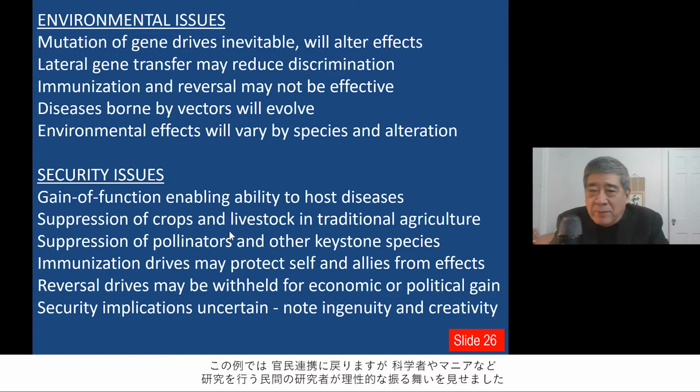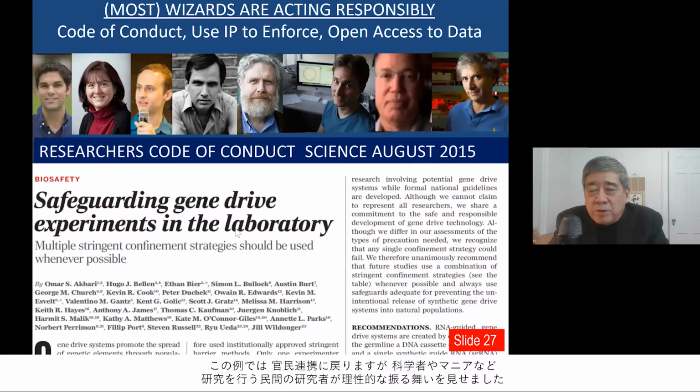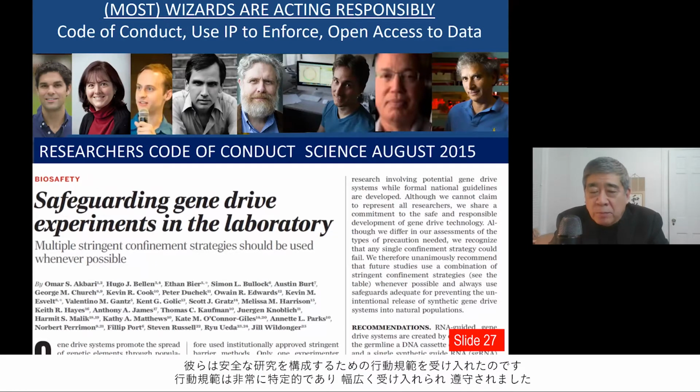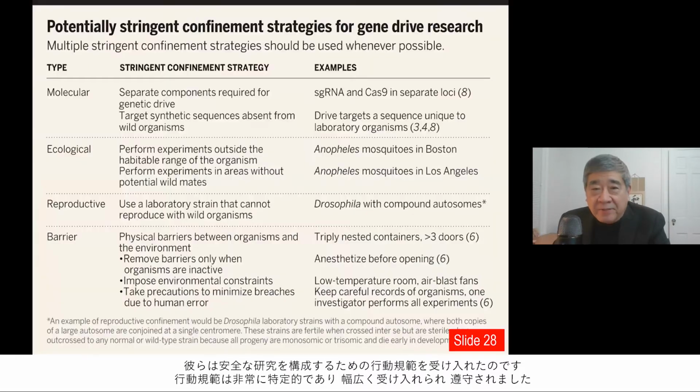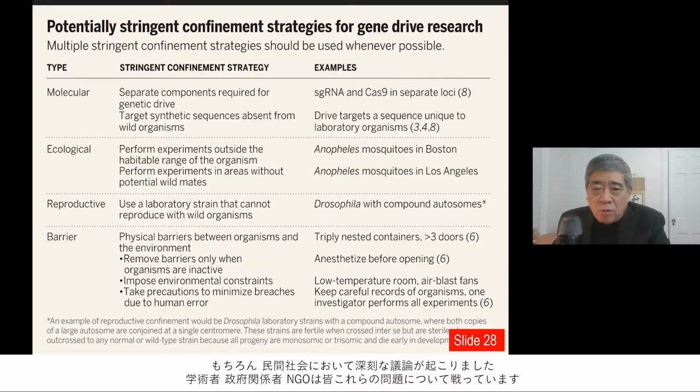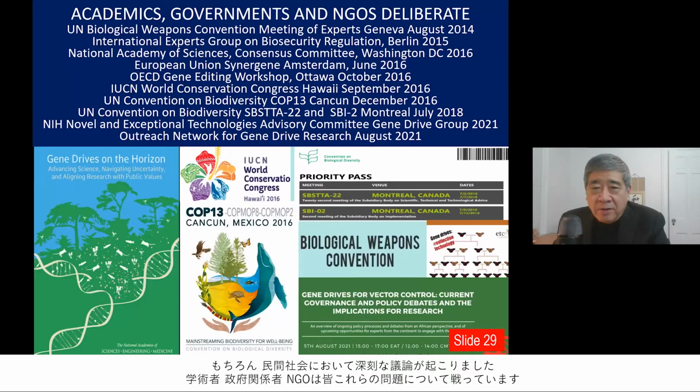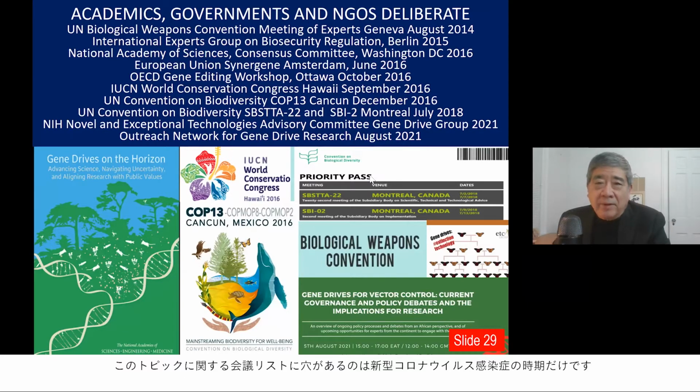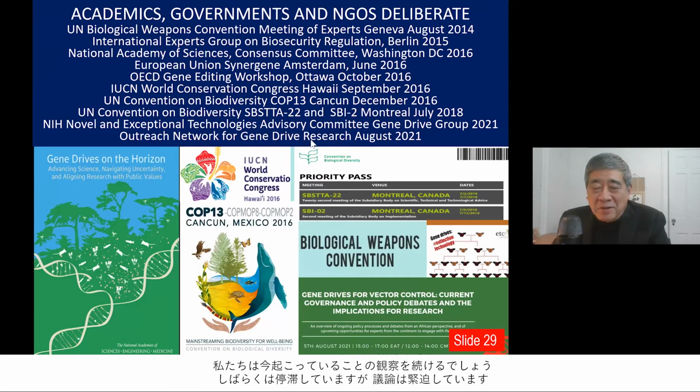So in this instance, back to public-private partnerships, the private researchers doing the work, the scientists, the geeks, if you will, have acted reasonably responsibly. They've been adopting codes of conduct on what would constitute safe research. And the codes of conduct are actually quite specific and are broadly accepted and being followed. We also have, of course, intense debate in civil society. Academics, governments, and NGOs are all fighting over these issues. And the only gap in the list of meetings on this topic occurred during COVID. We'll be seeing what happens now, but things pause for a bit.